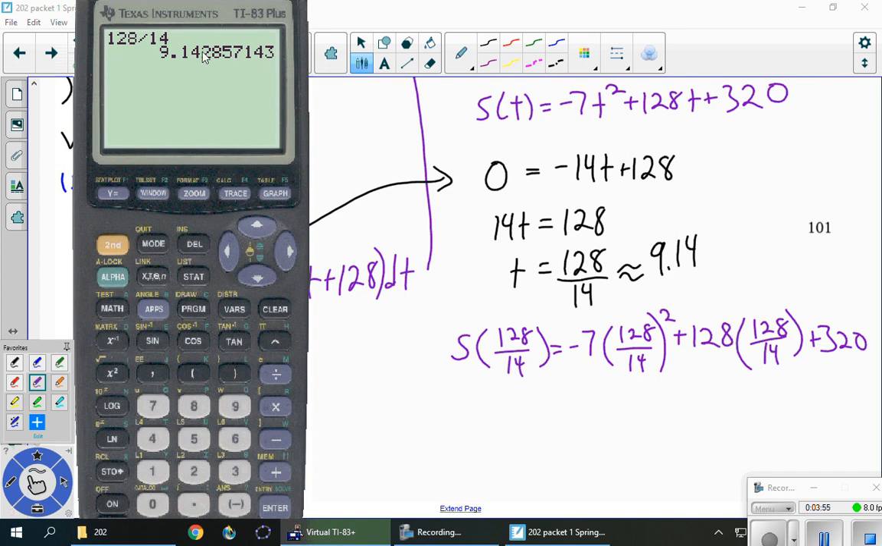And because I've already got that fraction typed in, I don't want to retype it a bunch of times. So I'm just going to store that as x. And then I'll simply type in negative 7 times x squared plus 128x plus 320. And we get right around 905. And that's the maximum height of the ball.